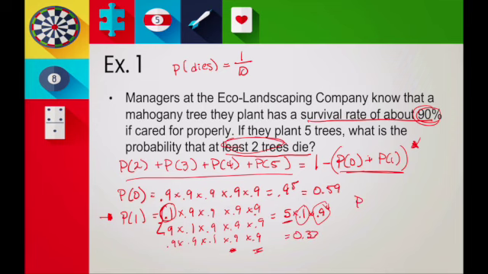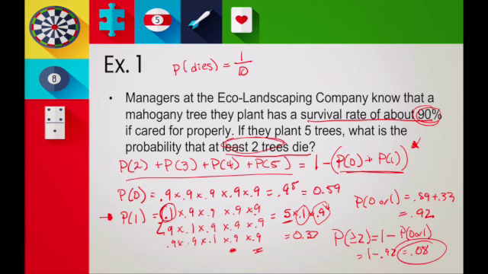So the probability that 0 or 1 tree dies is 0.59 plus 0.33, which is 0.92. So the probability that at least 2 trees die, 2 or more, is 1 minus the probability of 0 or 1, which is 1 minus 0.92, which is about 0.08, or 8% probability that at least 2 trees die.